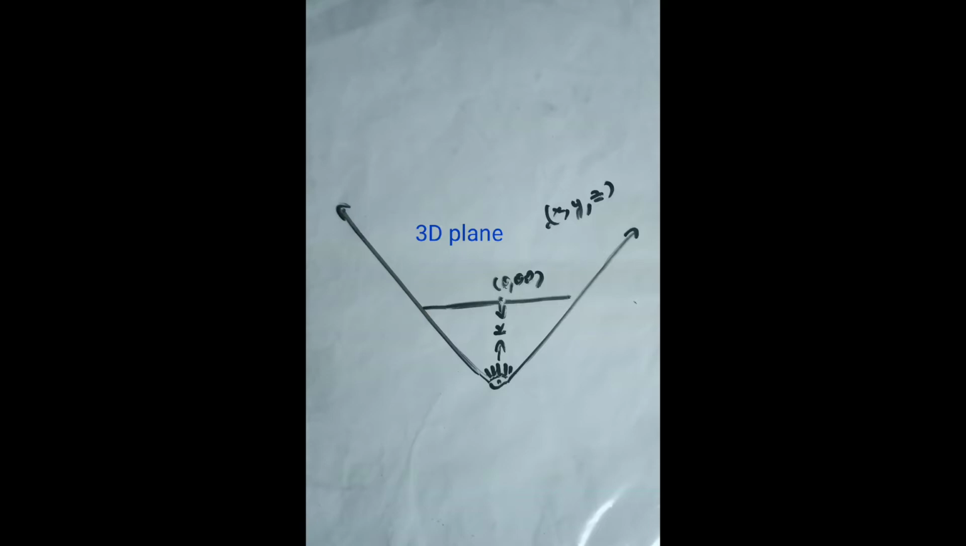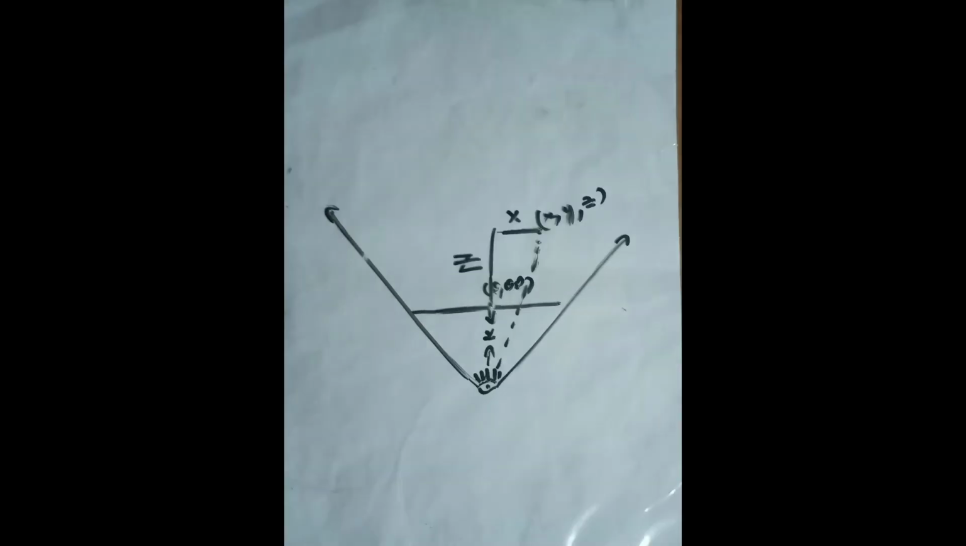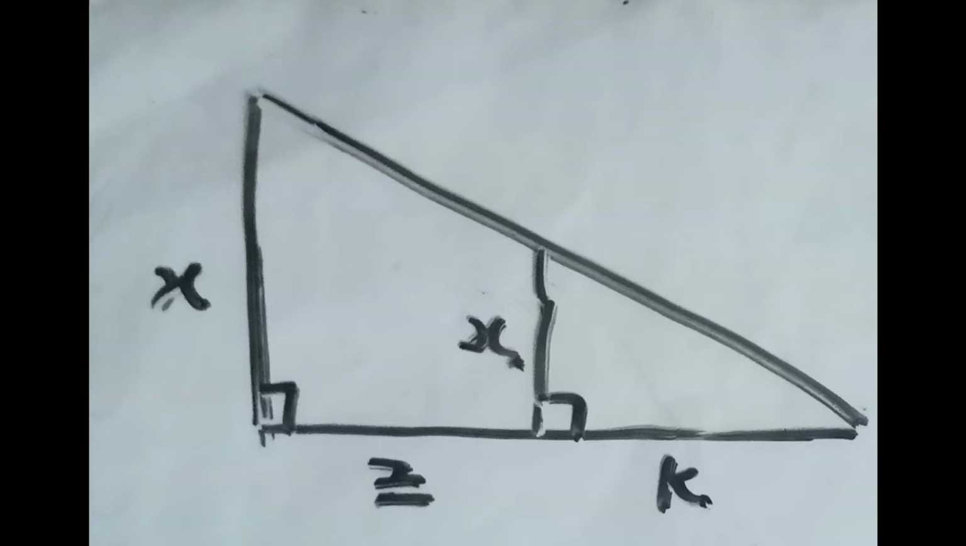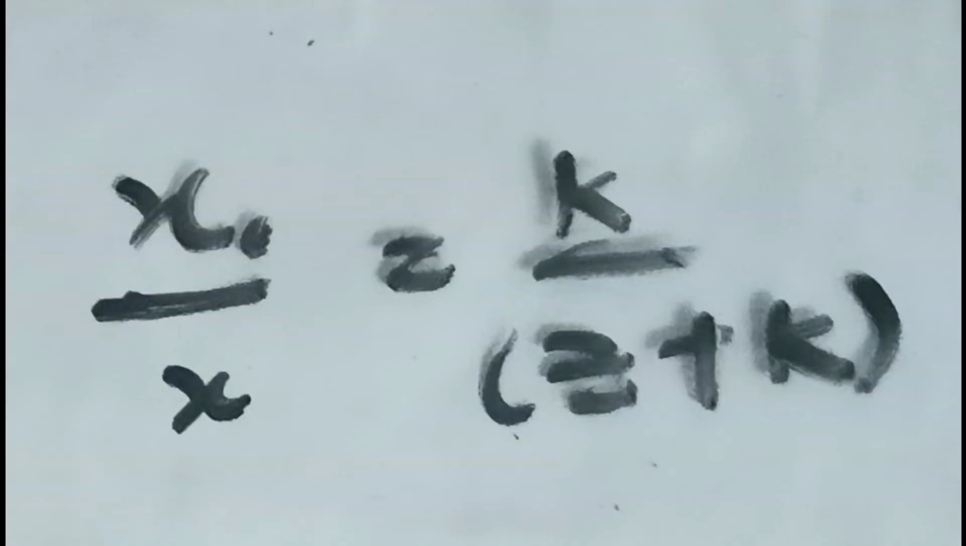If we somehow connect the point to the eye and it intersects with the screen at x0 and y0, we have to calculate the x0 and y0 with the triangles that are formed here. If you take the triangle and draw it separately, here we can see there are two similar triangles: x0 and k as sides of one triangle, and x and z plus k as sides of another triangle.